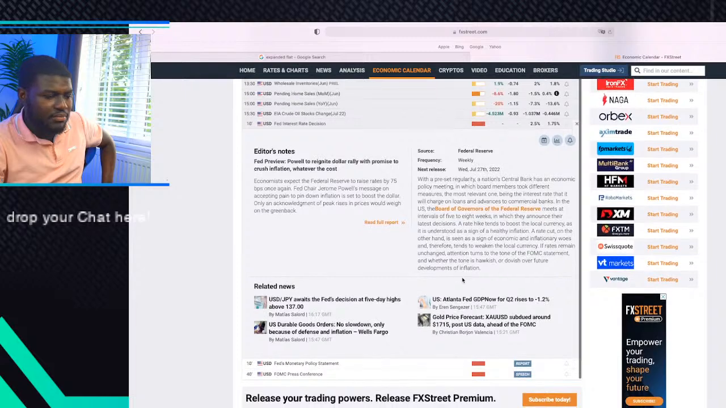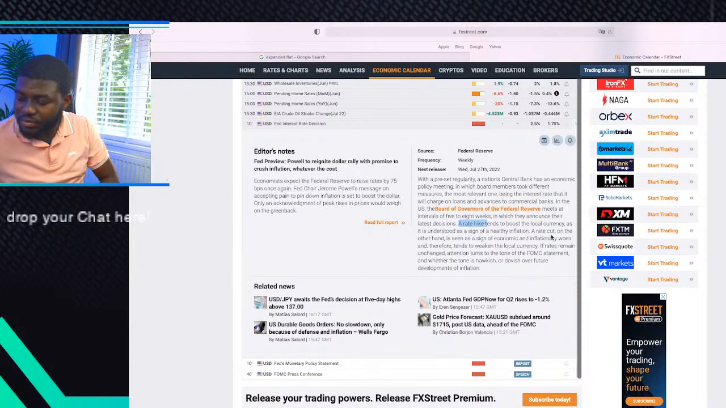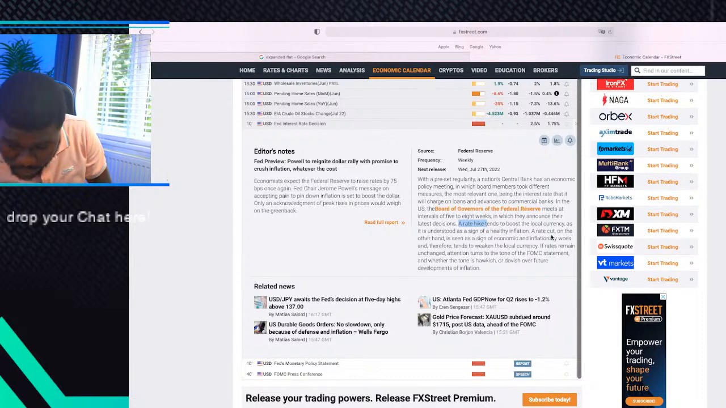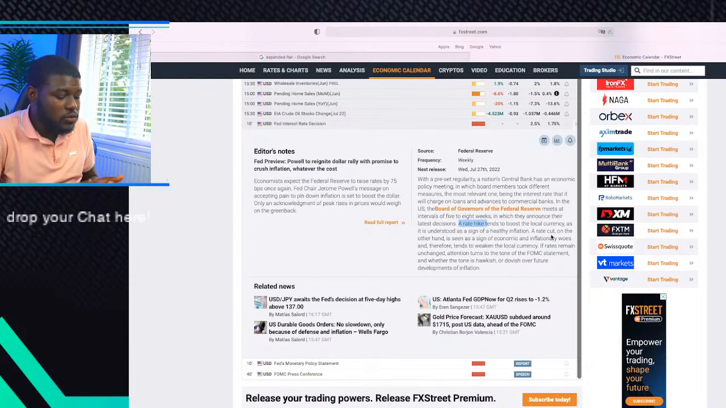So what will that be? What implication would that give the US dollar? According to FX Street right here, fundamentally a rate hike is going to boost the local currency, as it is understood as a sign of healthy inflation. But if there's a rate cut, which definitely cannot be, I don't think there's going to be a rate cut at this time, at this crucial time in the market. I don't think there's going to be anything like that.